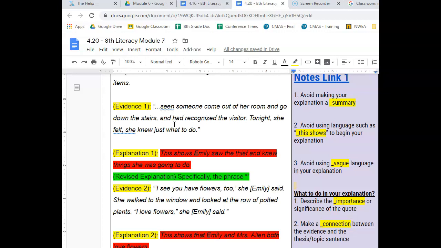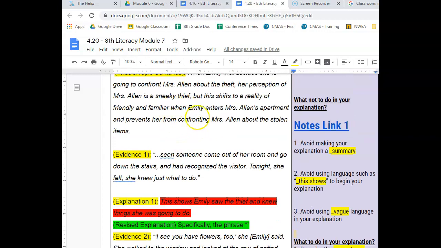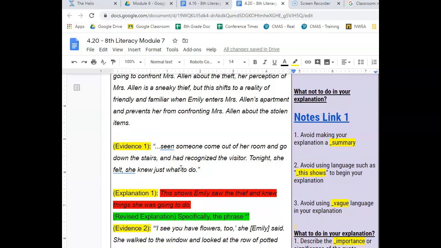When I look at this evidence and I go to write my own explanation, that's a much stronger example, right? I'm going to focus in on a few words. Specifically this part at the end where it says she knew just what to do. This lets me know, right, that Emily has a perception of Miss Allen and who she is. Potentially she is sneaky, and she's a thief, right? So I'm going to talk about that, and that is going to connect here, as well as talk about the importance of the quote and fill out those parts.